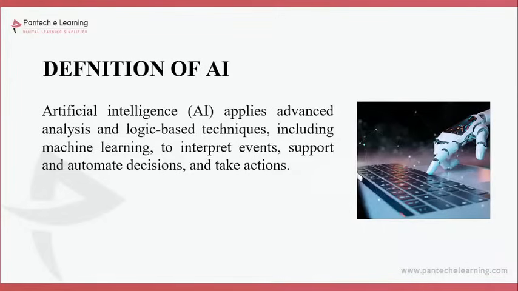One is narrow AI. Narrow AI is trained for a specific task. It can do only that specific task, like a cleaning robot. What can a cleaning robot do? It just cleans the floor. Likewise, it is designed for a specific task. That is narrow AI. Another one is general AI. General AI is what we normally use, like Alexa and Siri. These are all general AI.